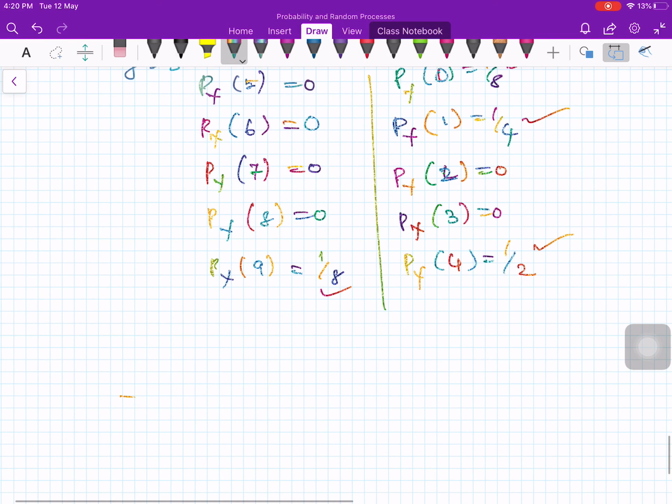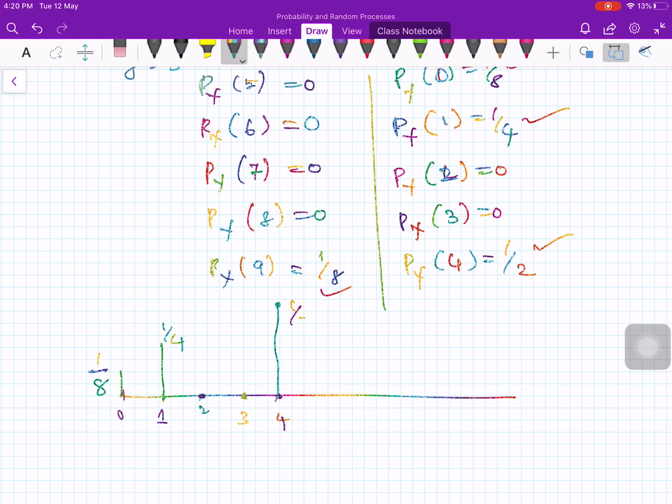So the probability mass function looks like this. At 0 the probability is 1/8, at 1 the probability is 1/4, at 2 the probability is 0, at 3 the probability is 0, at 4 the probability is 1/2, at 5 the probability is 0, at 6 the value is 0, at 7 the value is 0, at 8 you have non-zero. That non-zero value is 1/8. So this is the probability mass function of y, where the random variable y is defined as x square.